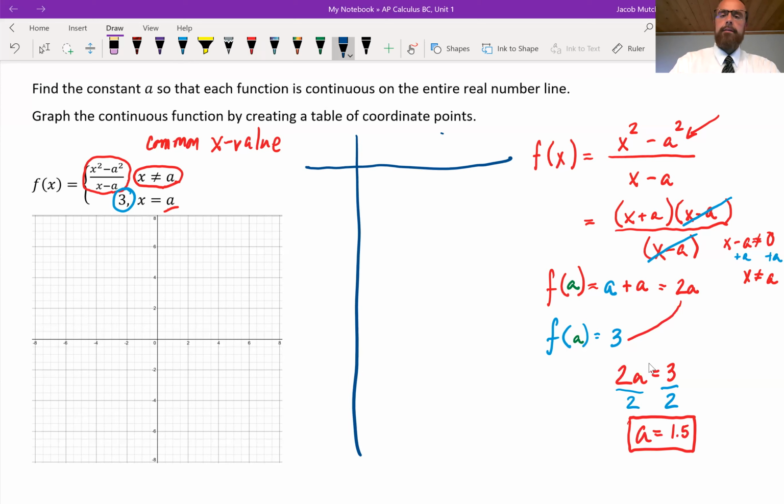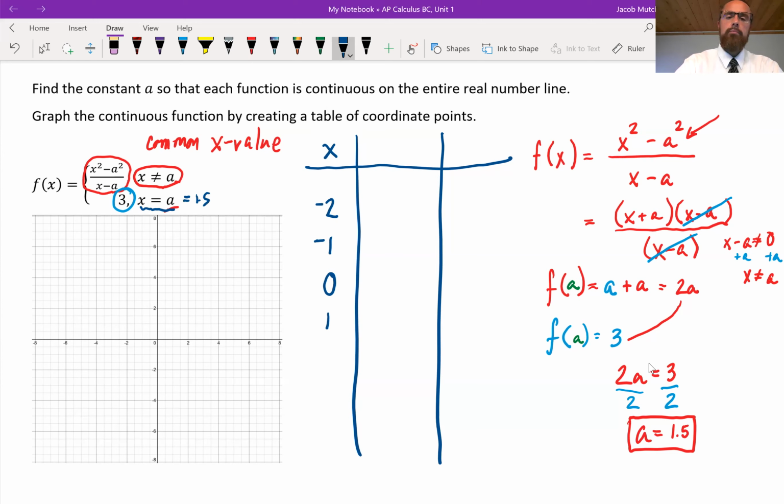And we make it 3 columns broad because I got x values, and then I also have 2 pieces in the piecewise function. So for my x's, I can kind of choose what I want. I'm going to go -2 through 2, but I also need to include what decimal value? Excellent. So if x equals a here in the piecewise function, which is 1.5, I need to include 1.5.